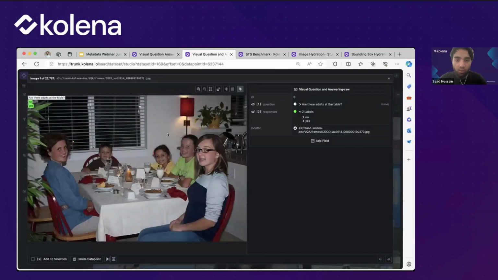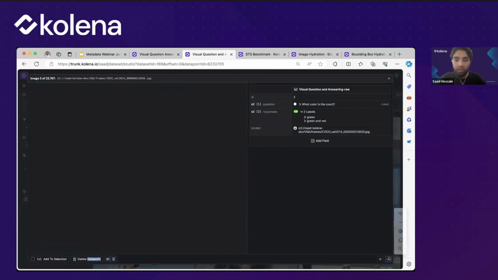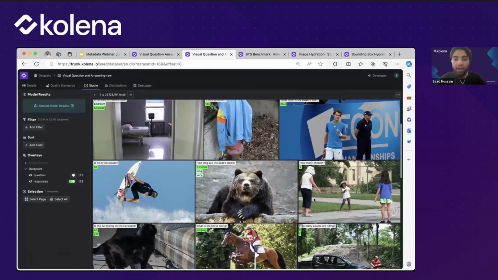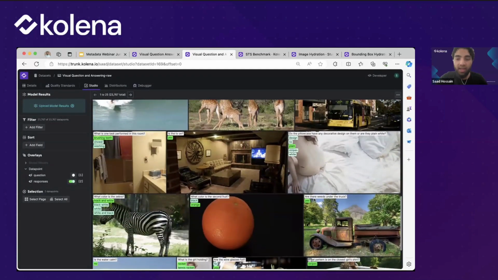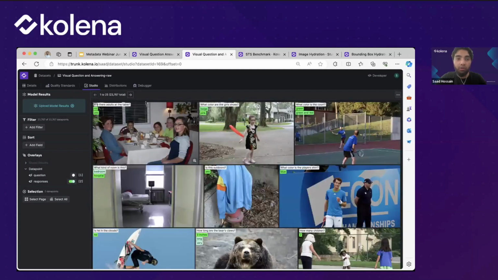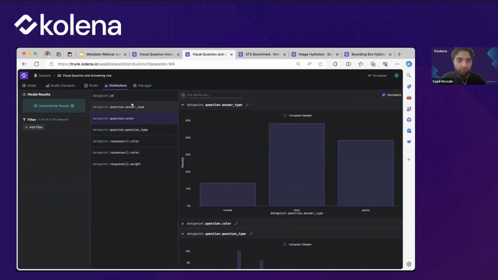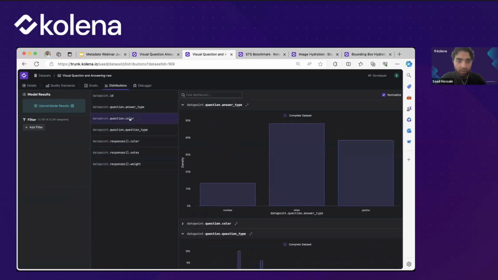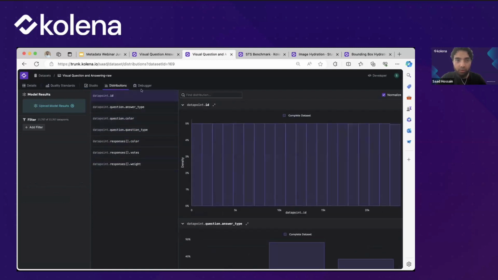You don't know how it performs on more difficult or easier questions. You don't know how it performs on blurry images. There's not really much you know about how your model performs. Let's say you get an 85% accuracy. You don't really have a full understanding of what that means. So if you go through the distributions tab, this is all you know. You have your answer, and you have your question.